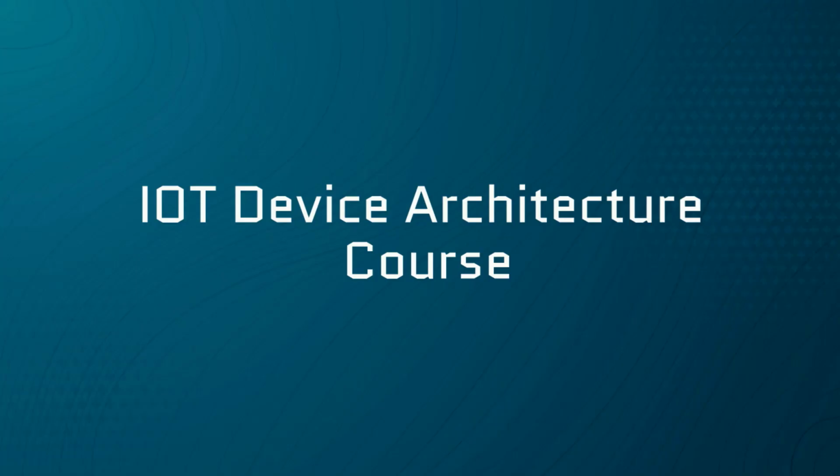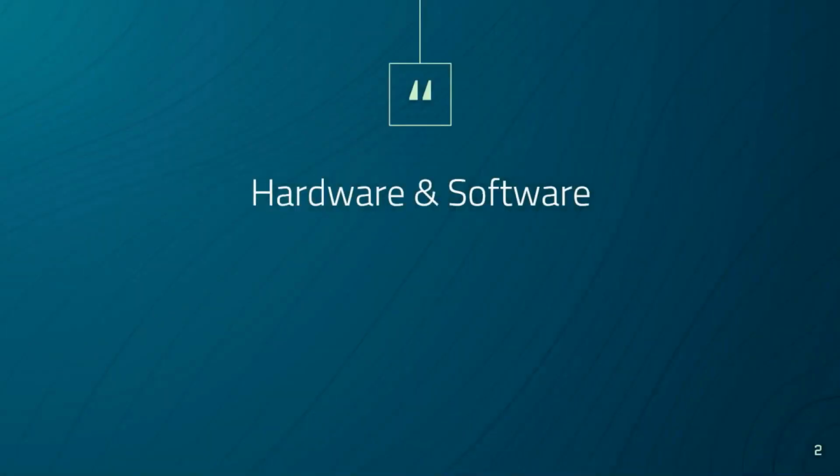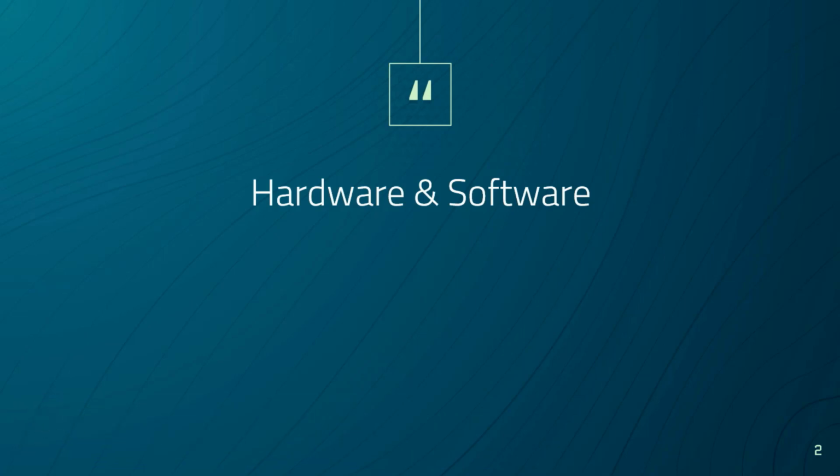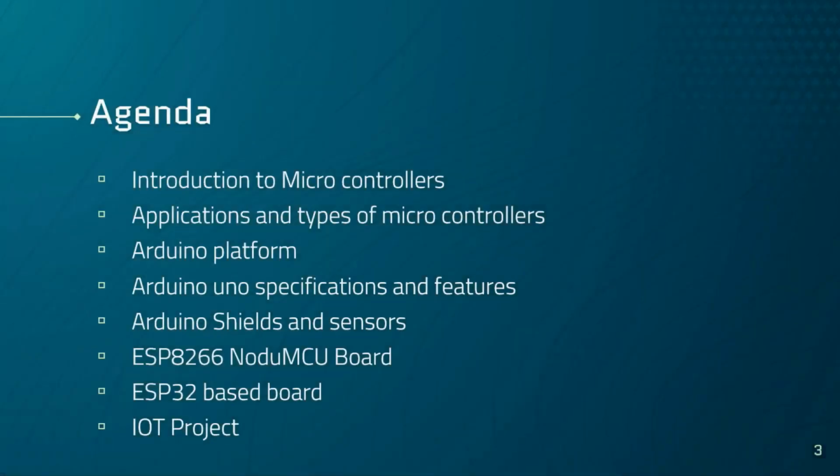IoT device architecture course. In this lecture we're gonna have a look at the hardware and the software implementation of a simple IoT project. So in this lecture we're gonna have a look at the big picture of an IoT project. What are the typical hardware of an IoT project? What is a typical software? How do we integrate between the software and the hardware in an IoT project? So this is the agenda for this lecture and for the coming lecture. Probably it's gonna be divided into two lectures.